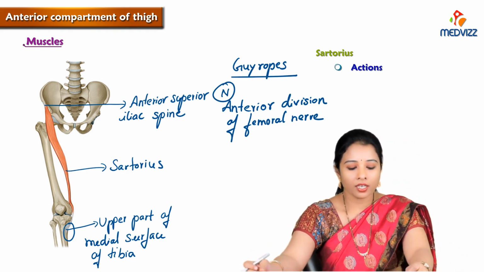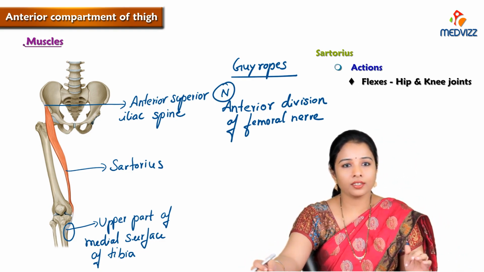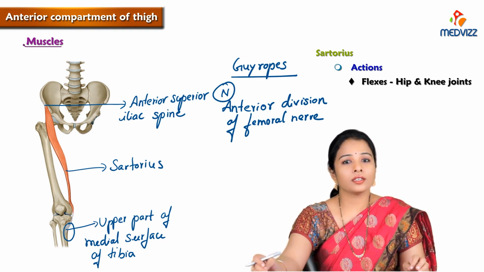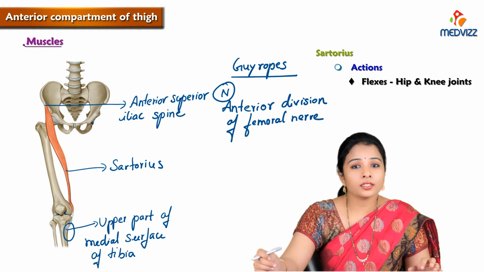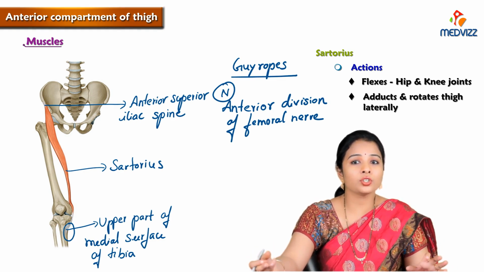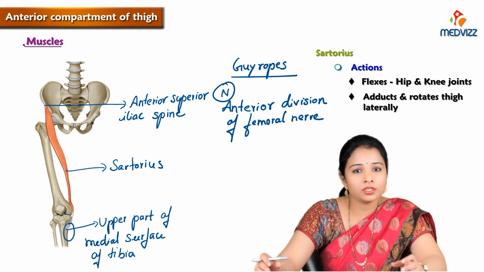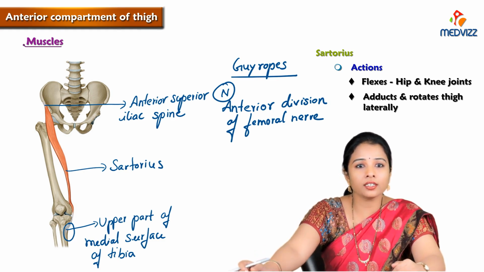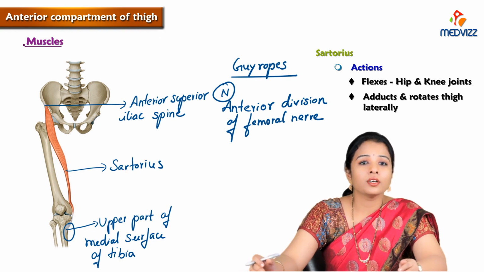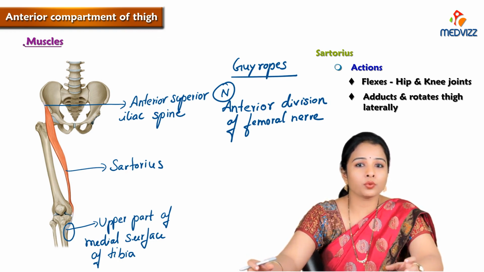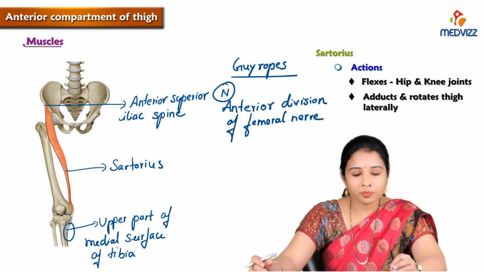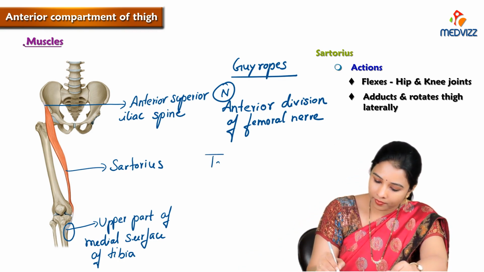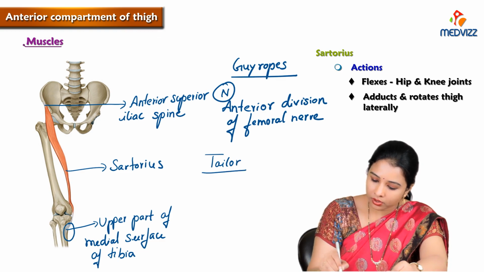And then actions, as it crosses the hip and the knee, it flexes both the hip and the knee joint, and it also helps in adduction and rotation of the thigh. So it helps in the adduction of the thigh and lateral rotation. So it rotates the thigh laterally to bring the lower limb into the sitting posture. Especially this is the posture used by tailors while stitching the clothes.